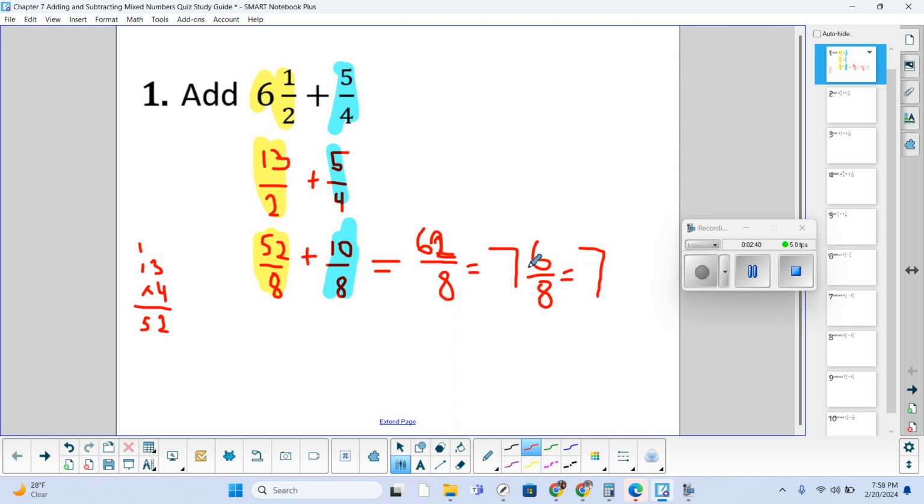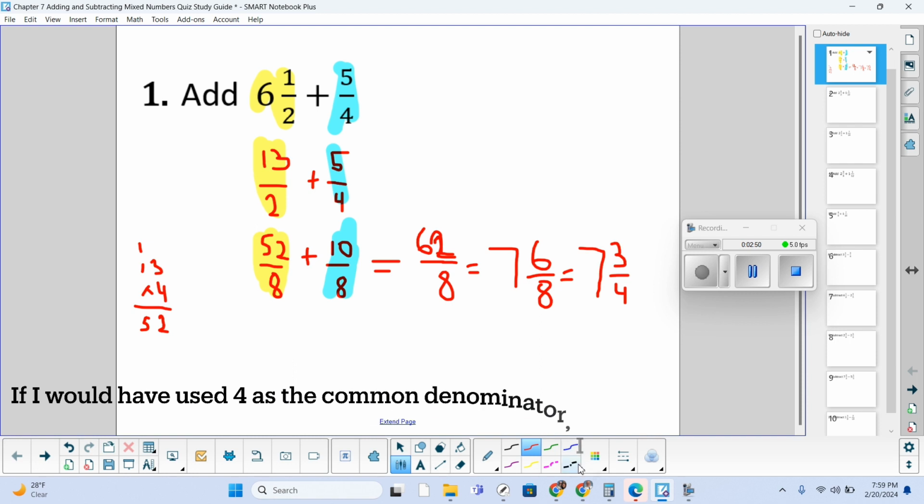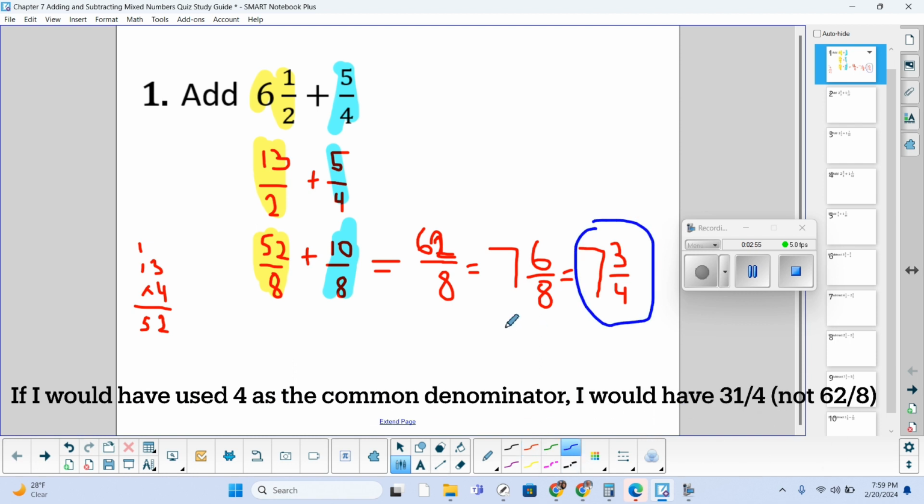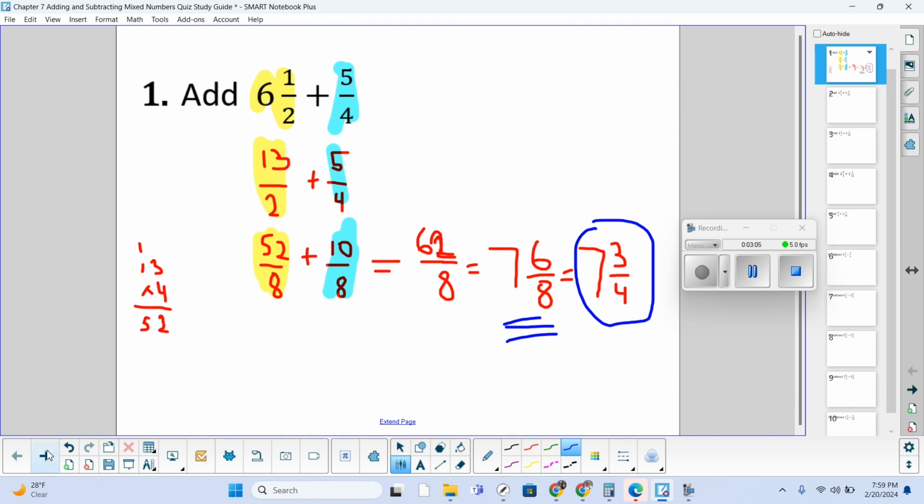Which can be simplified. 2 goes into both, so 2 goes into 6 3 times, and 2 goes into 8 4 times. On the test, I would obviously prefer this answer, but I also would accept this answer, as we're just starting to learn it. So 7 and 6/8, which is equal to 7 and 3/4.